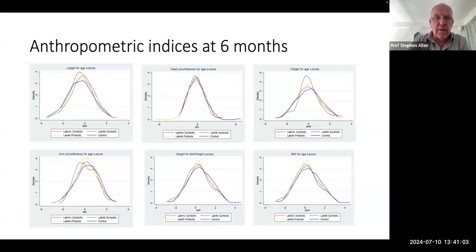And we had a very surprising finding. So here are our anthropometric indices at 6 months. And you can see that essentially, whether it's length for age, head circumference, weight for age, arm circumference, they all look like the WHO reference. So they're all around 0 and pretty spread between -2 and +2 standard deviations. And that includes not only the intervention arms, but also the controls, the blue line. So on the one hand, we've achieved really excellent growth in these children in the PROSYNK study.